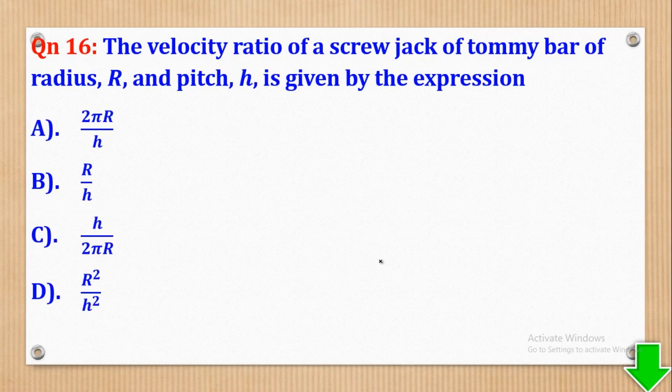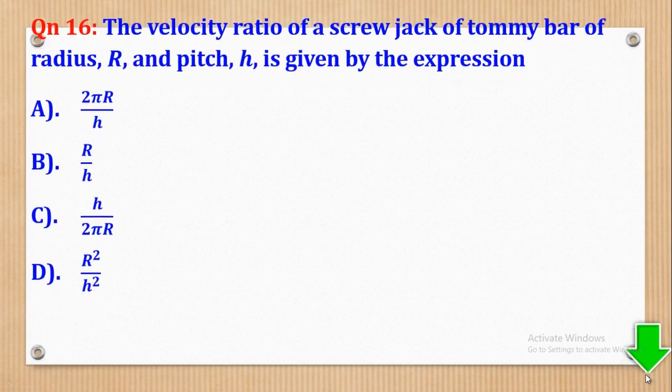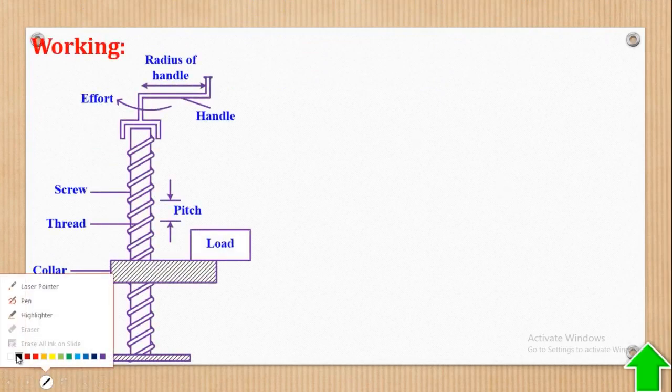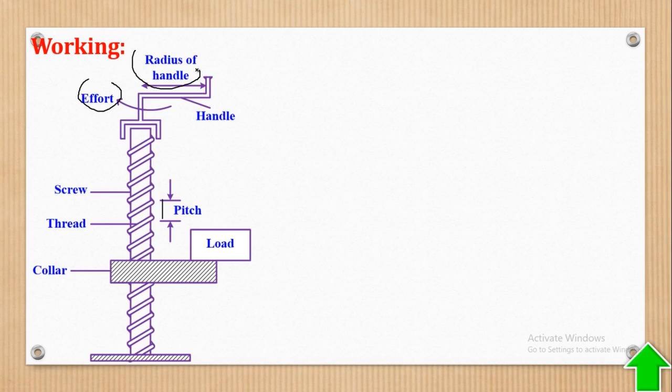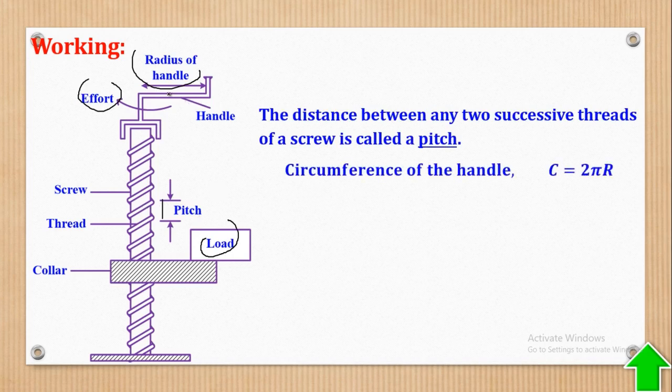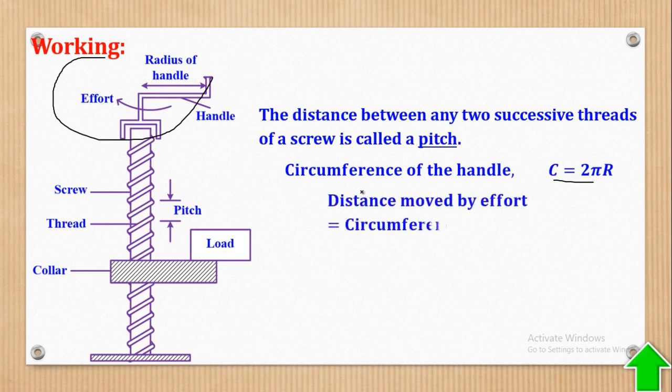So let's see some derivation here of a screw jack. So that's the diagram of a screw jack, and this is the pitch. This is where the effort is. This is the radius of the handle, and this is the load. Therefore the distance between two successive threads is what we call the pitch. Remember this one rotates, therefore the circumference of the handle will be 2 pi r, and therefore the distance moved by the effort is the circumference of the handle. Therefore effort distance is 2 pi r.